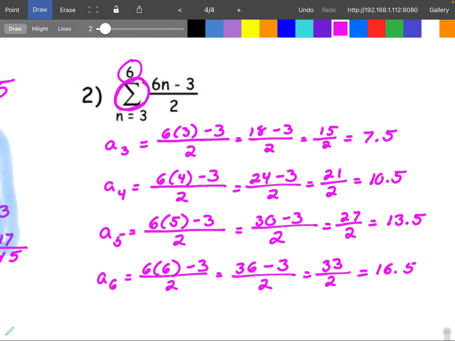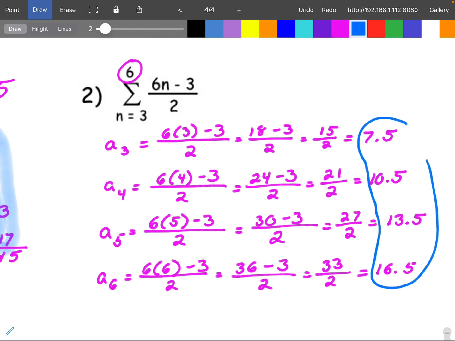16.5. Now, I want to do the sum of all of those answers. So I'm going to take these answers, I'm going to add them together, and then that's going to give me 48. So our sum of those few terms from the third term to the sixth term is 48.